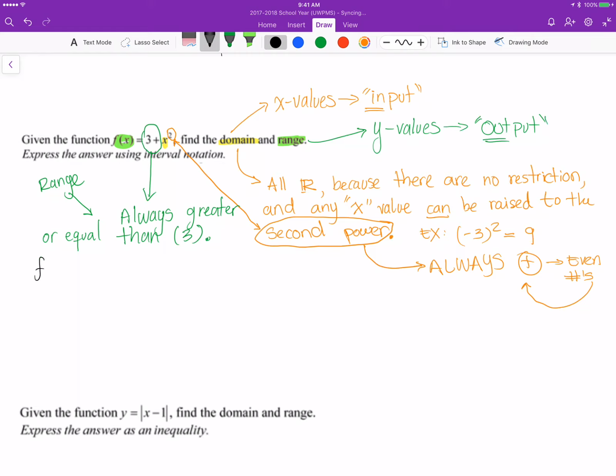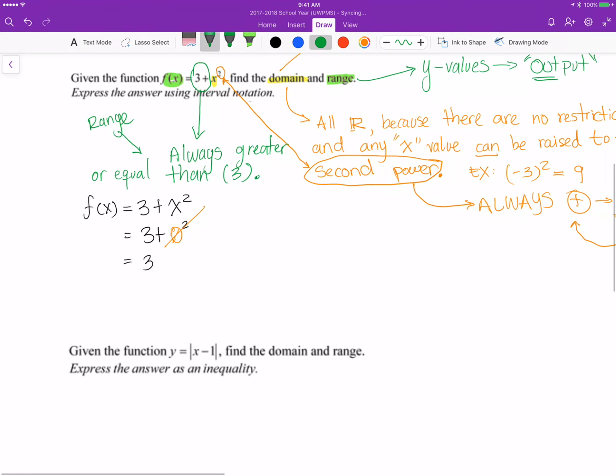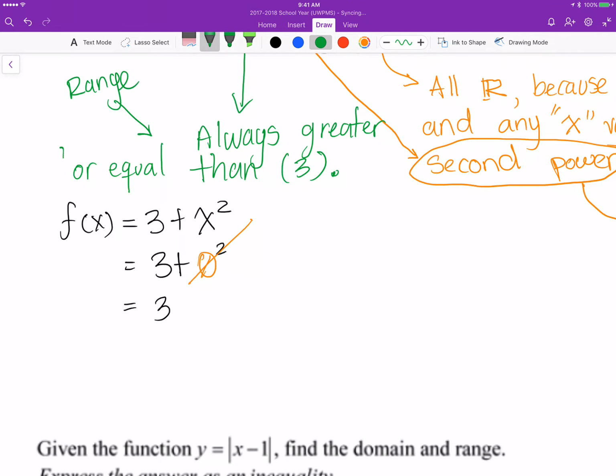Okay, here we go. The function of x equals 3 plus x squared. Easy. Equals 3 plus, let's say 0, to the second power. 0 to the second power is 0. Therefore, the function is equal to 3. Now I have satisfied this part.